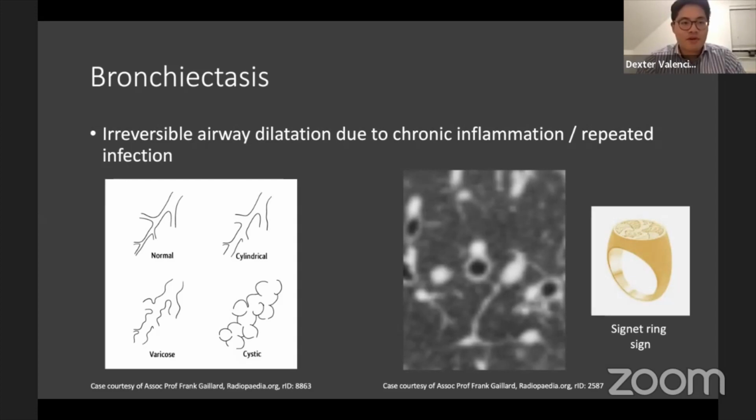So we're going to talk about bronchiectasis. Bronchiectasis is irreversible airway dilatation due to chronic inflammation or repeated infection. So patients, say, with cystic fibrosis, they will get bronchiectasis.